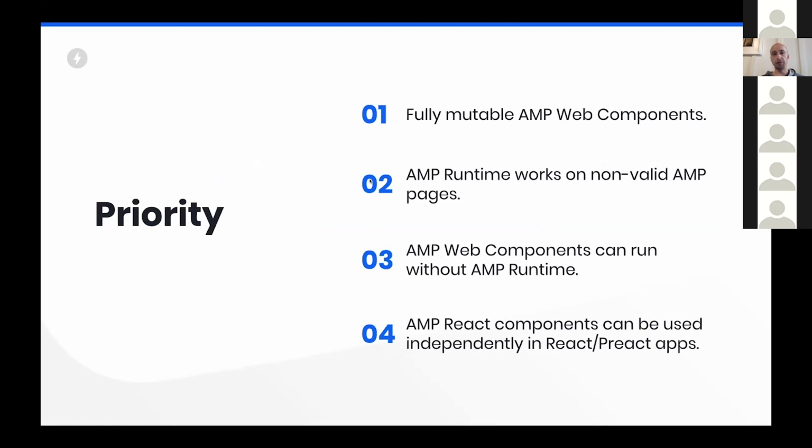Next slide. So here is how we decided to prioritize our work. First, we are planning to make all web components fully mutable. That means changing an attribute or a child in DOM will always be correctly reflected.